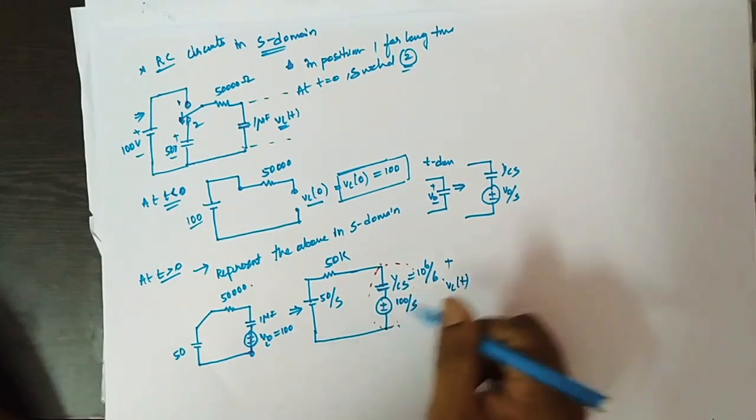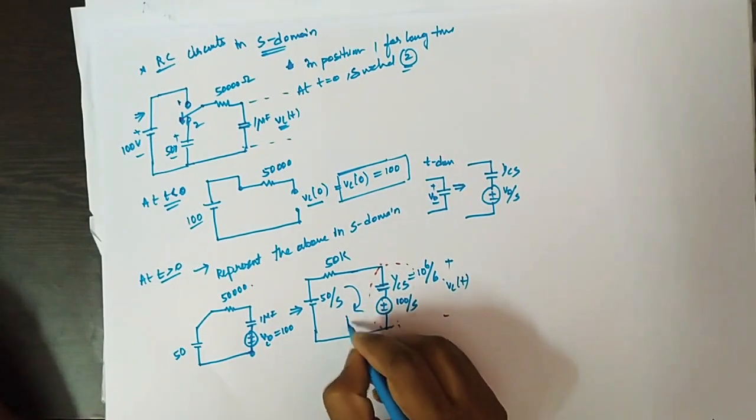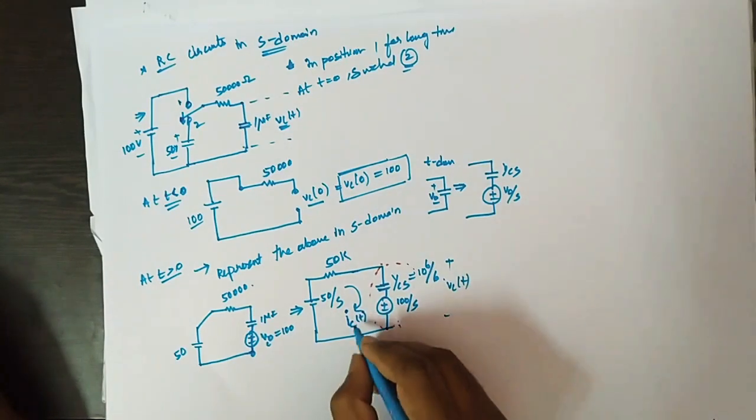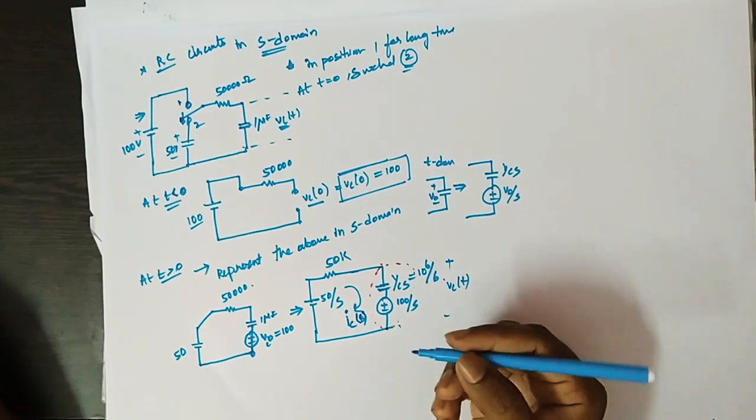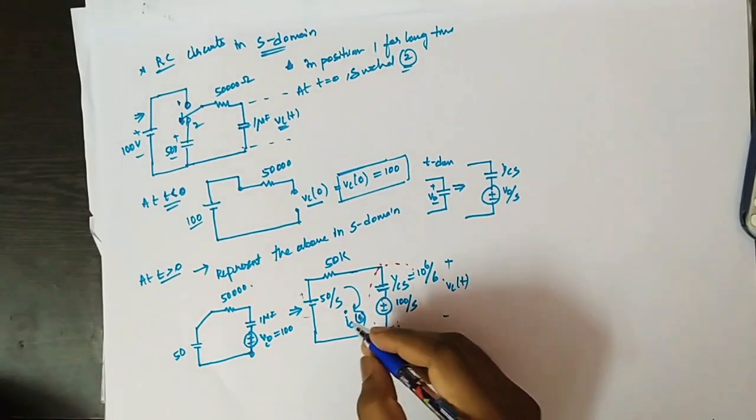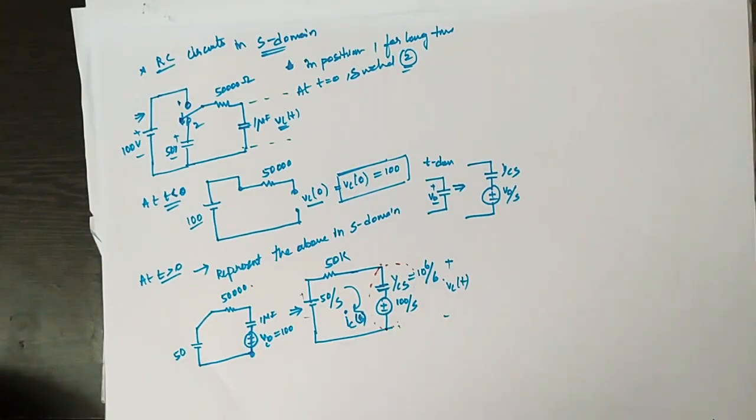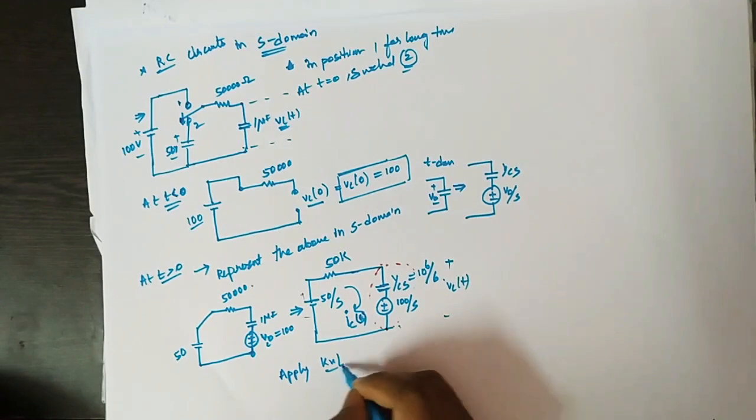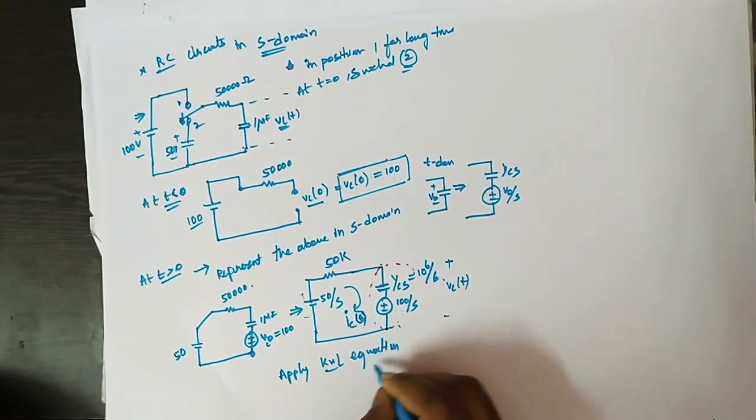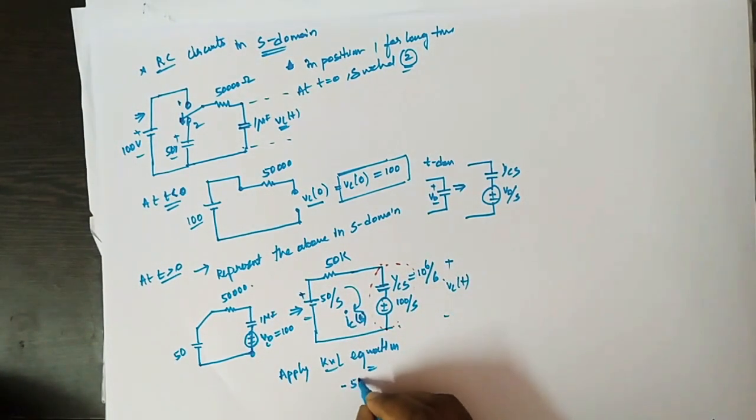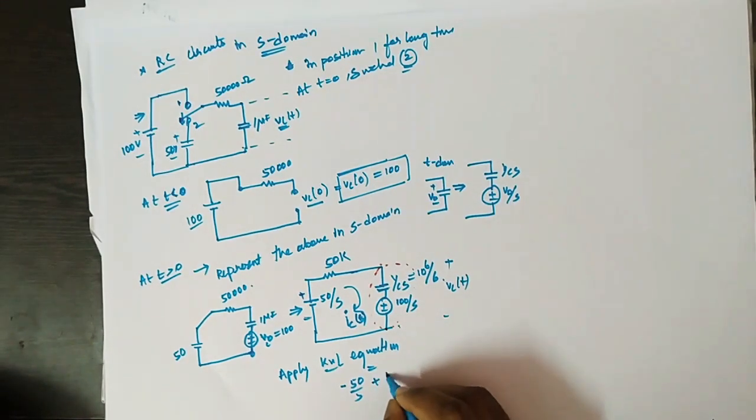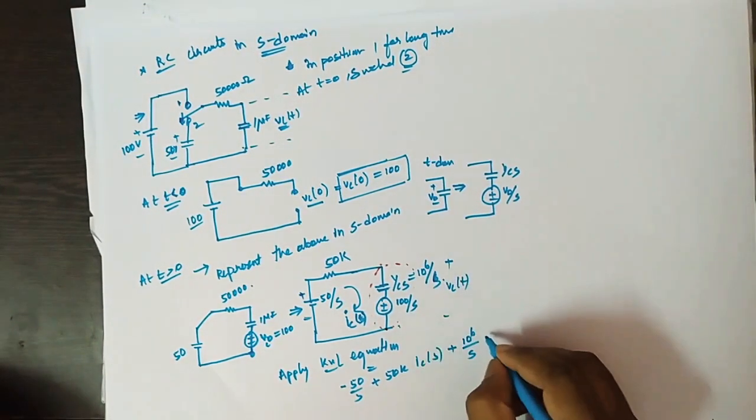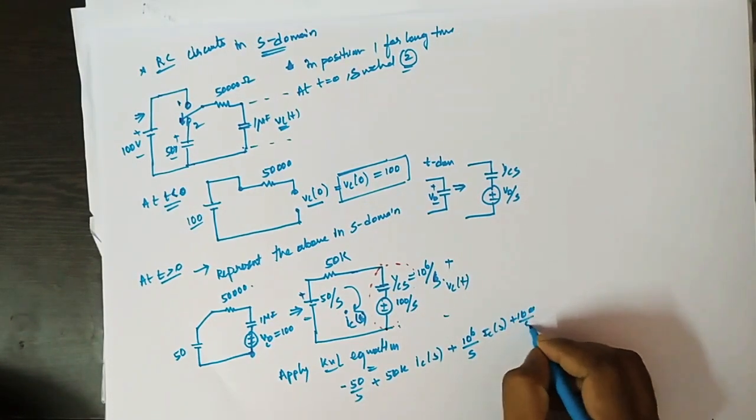So here in the loop, by loop analysis we find Ic of s. Now after getting this expression by loop analysis, so apply the loop here, apply the KVL equation. So this is the voltage source. So minus 50 by s plus 50k into Ic of s plus 10 power 6 by s, this is s, into Ic of s plus 100 by s equal to 0.